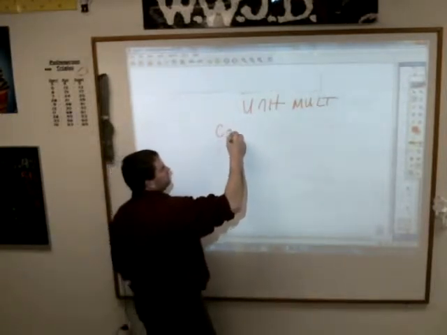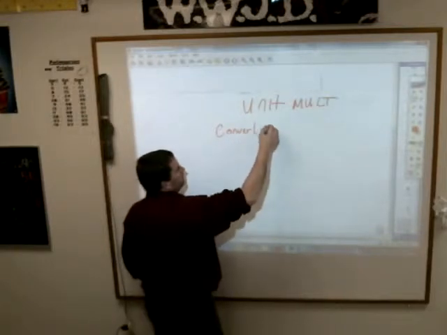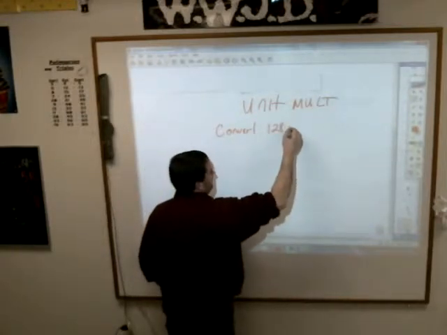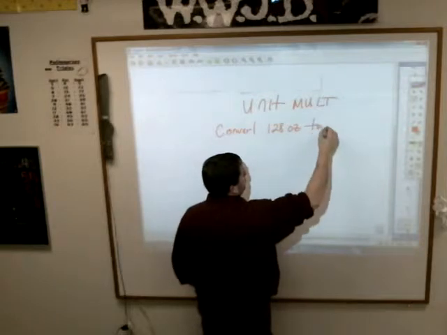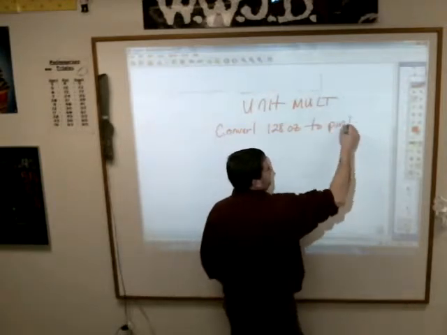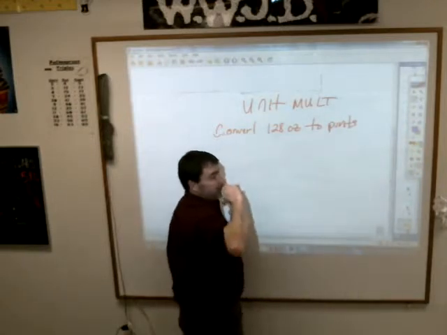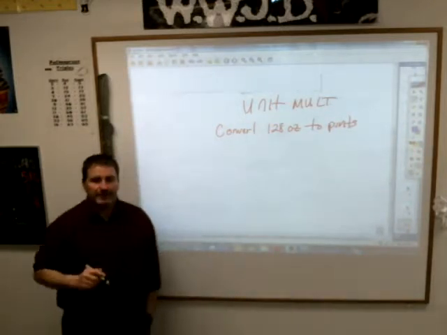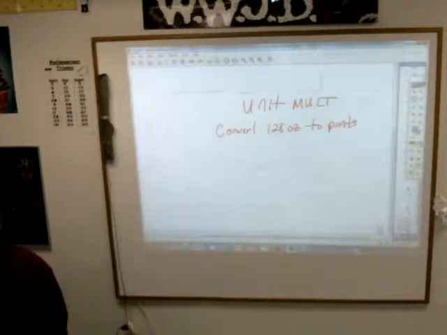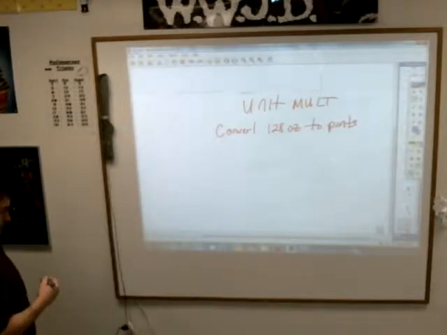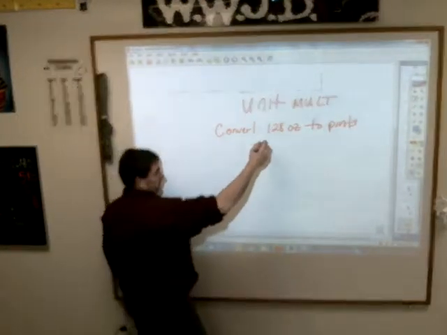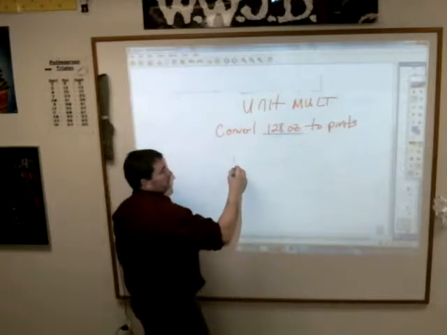Convert 128 ounces to pints. Let's see if you can remember this. Remember, the secret to unit multipliers is the labels that cross off and knowing your conversion fractions or formulas. First thing you do is you take what you're given and put it over 1.